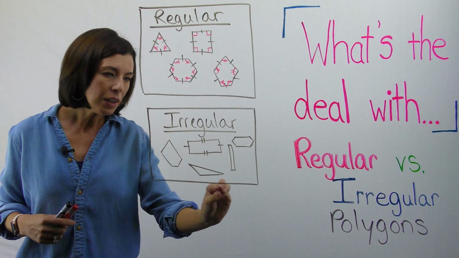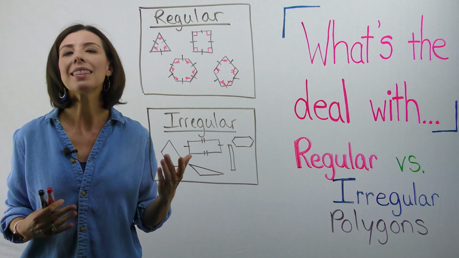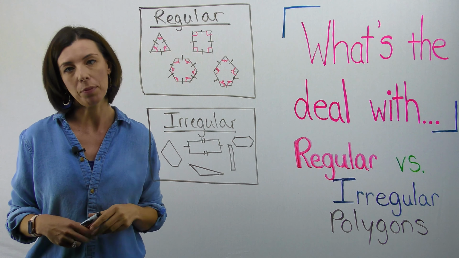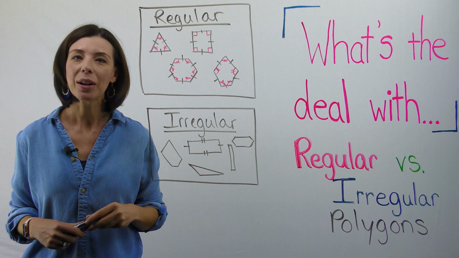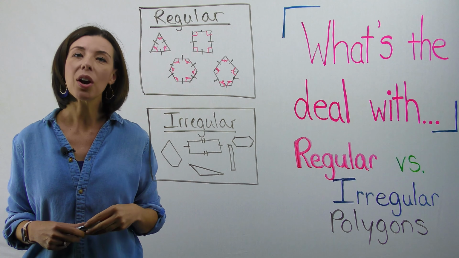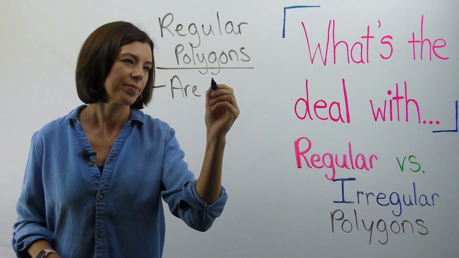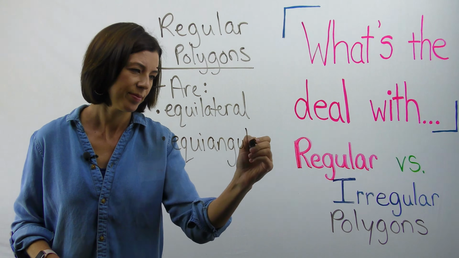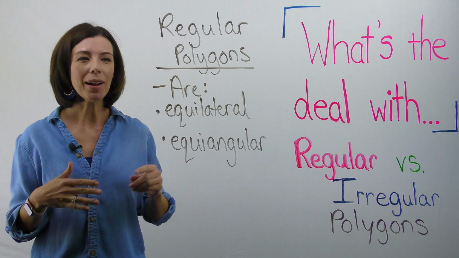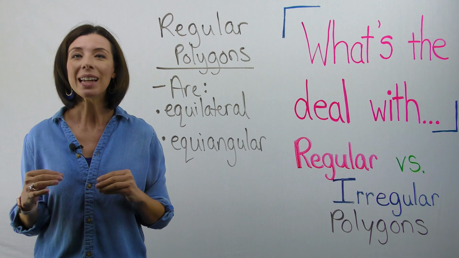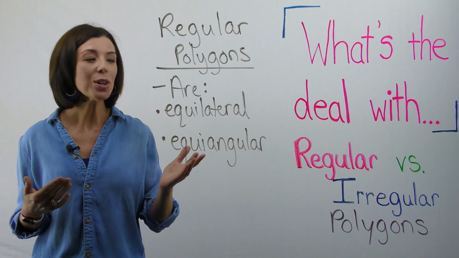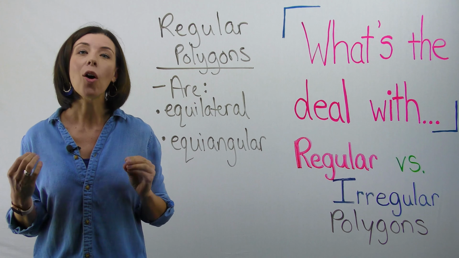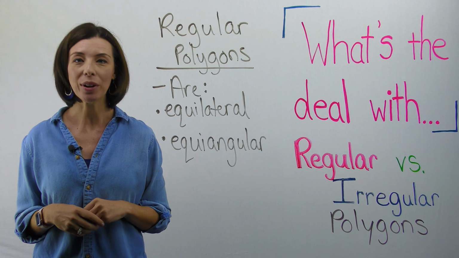When I look at my irregular polygons, notice that all the angles don't have to be congruent. We call regular polygons equiangular, meaning that all of their angles are congruent to each other. So to sum up, regular polygons are equilateral, meaning that all of their side lengths are congruent. They're also equiangular, meaning that all of their angles are also congruent.